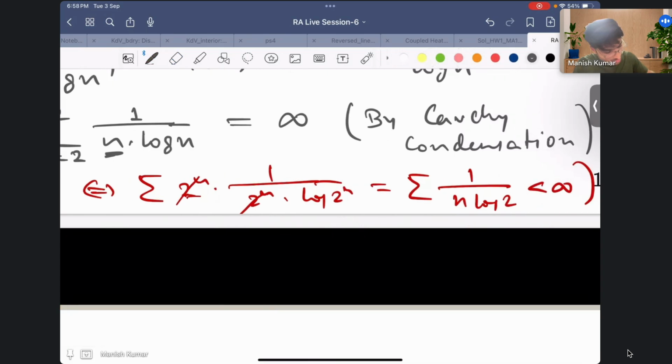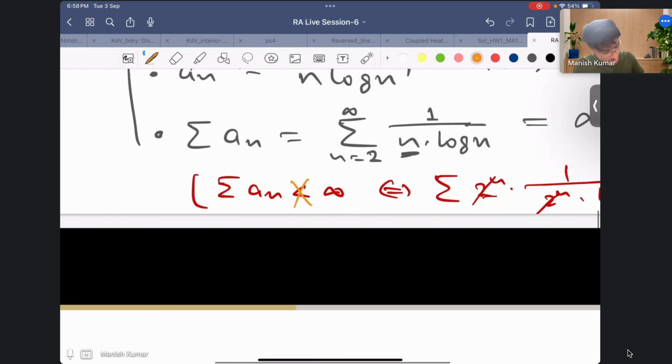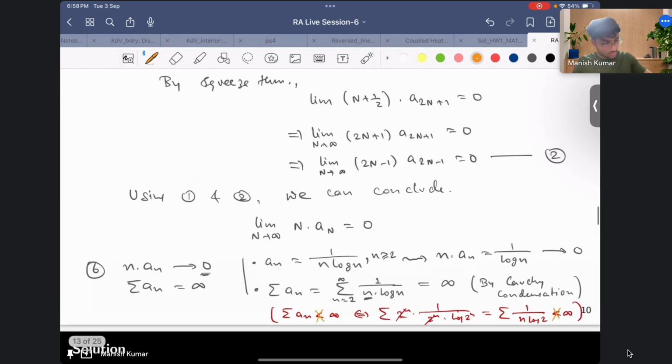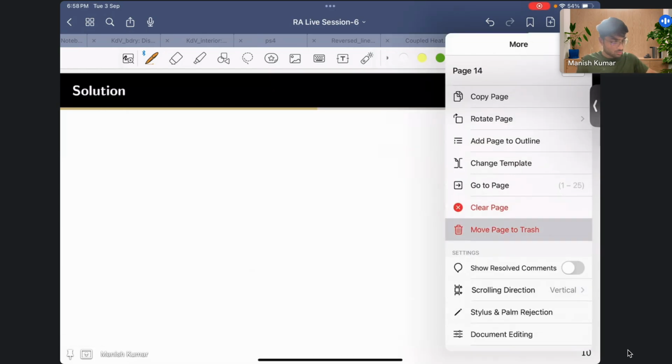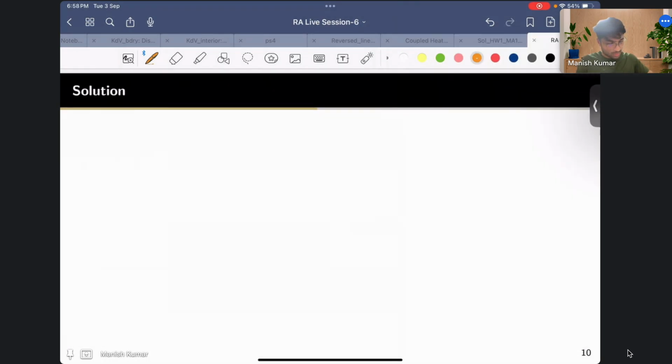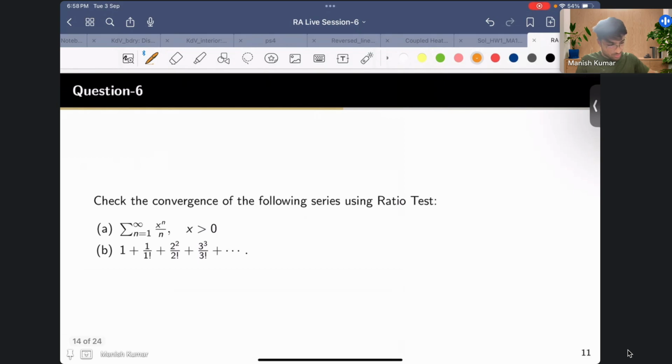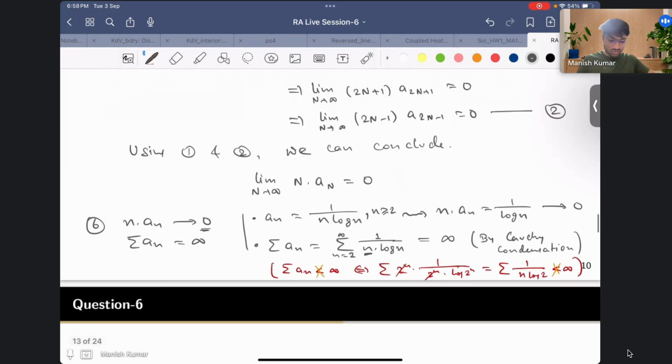Since this is not true, this is not true. Okay, so this was the answer to this problem, the converse. So the converse is not true. Okay, so now let's come to this problem. So this was fine, no? Any doubts you have?